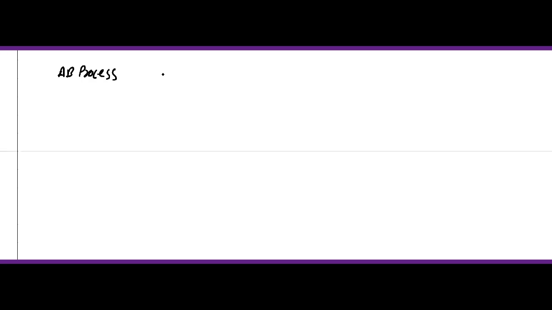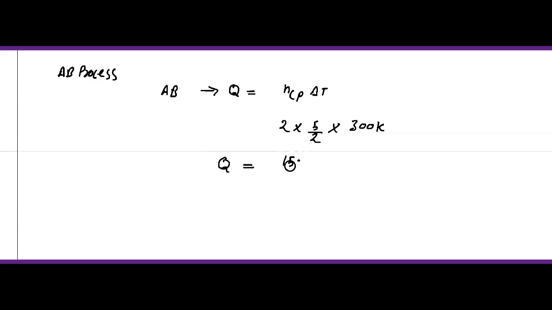So here we can write, in process AB, we find heat. So here this is equal to nCp delta T. Here we can put n is equal to 2 and Cp for a monatomic gas is 5/2, and delta T is 600 minus 300. So here it will come 300 Kelvin. So now heat in process AB is 1500 R.